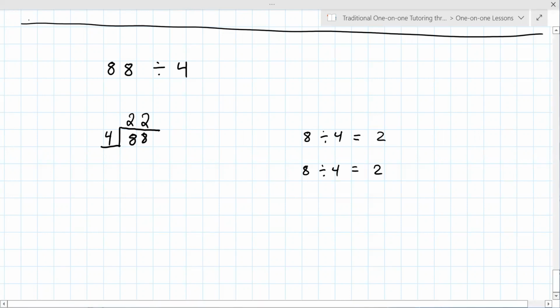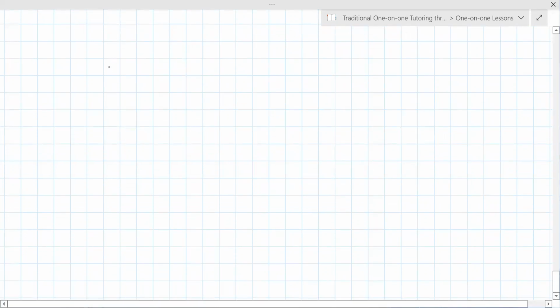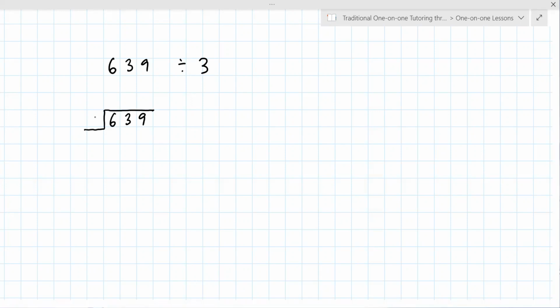So let's try another one. Let's say I want you to do 639 divided by 3. What number goes inside the house? What number goes outside the house? So 639 goes inside the house. Okay. And 3 goes outside. Okay. I want you to try this on your own.